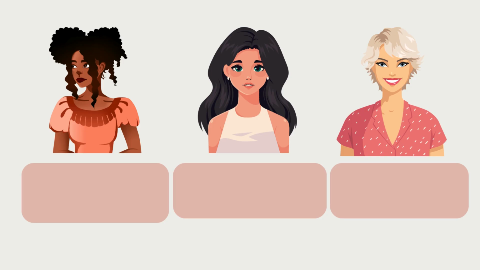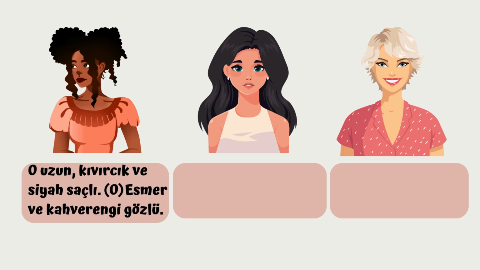Okay, are you ready? I am going to give the answers for the first one. Okay, o uzun, kıvırcık ve siyah saçlı. So she has got long, curly and black hair. She's with long, curly and black hair. This is what we're saying.